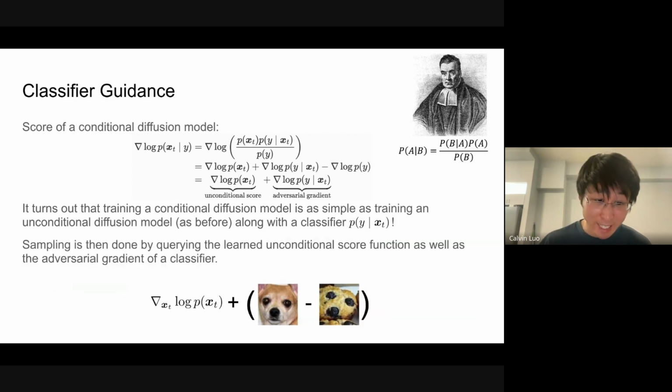And what this is basically saying is that modeling the conditional score, how we should adjust xt during sampling, can be done by querying the unconditional score function, so moving along the unconditional score to bring your xt towards any natural image, as well as updating this image such that now a classifier will be more likely to predict the conditioning information that you provided.